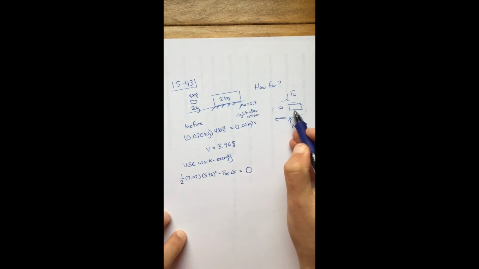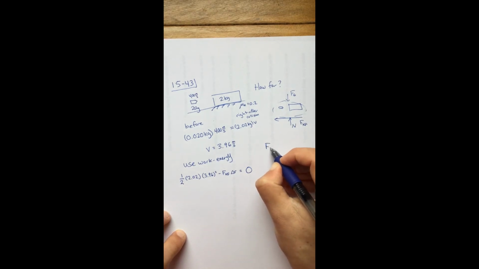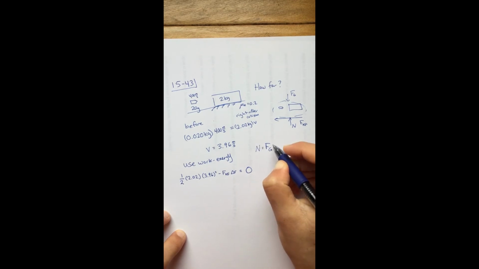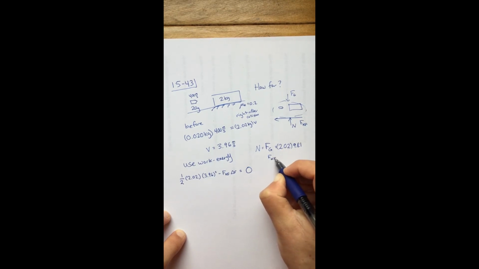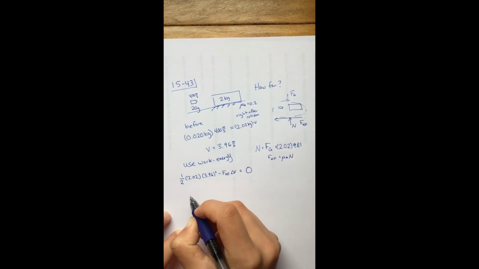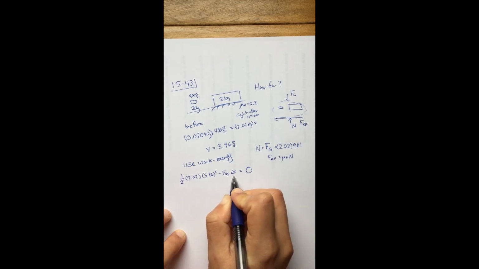Well, from my free body diagram here, I can figure out what the normal force is. The normal force is equal to the force of gravity. The force of gravity is the total mass, 2.02, times 9.81. My force of kinetic friction is the coefficient of kinetic friction times the normal force. So I can put everything in here and use that to find the distance.